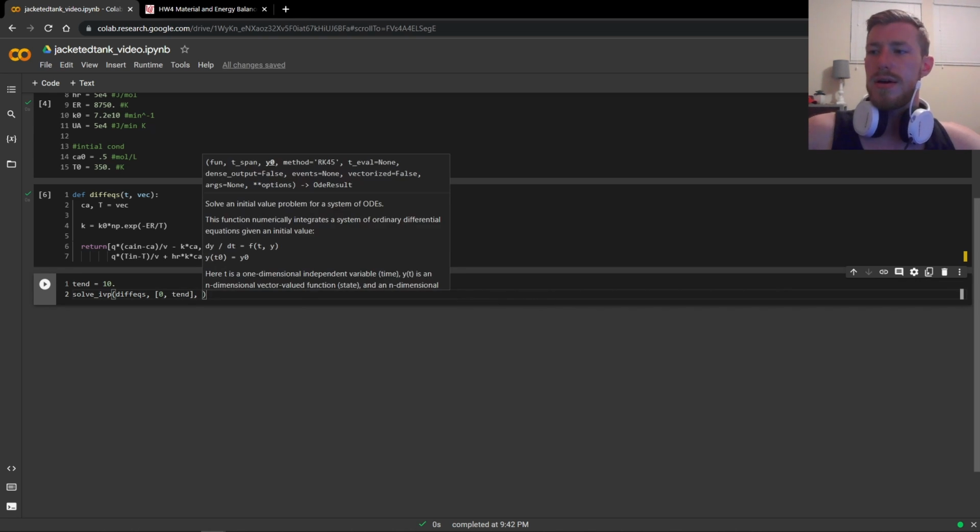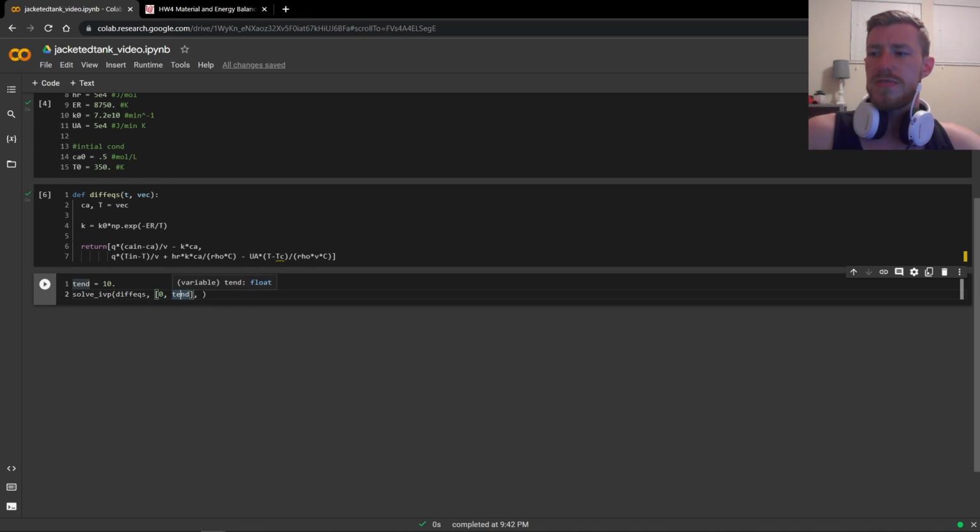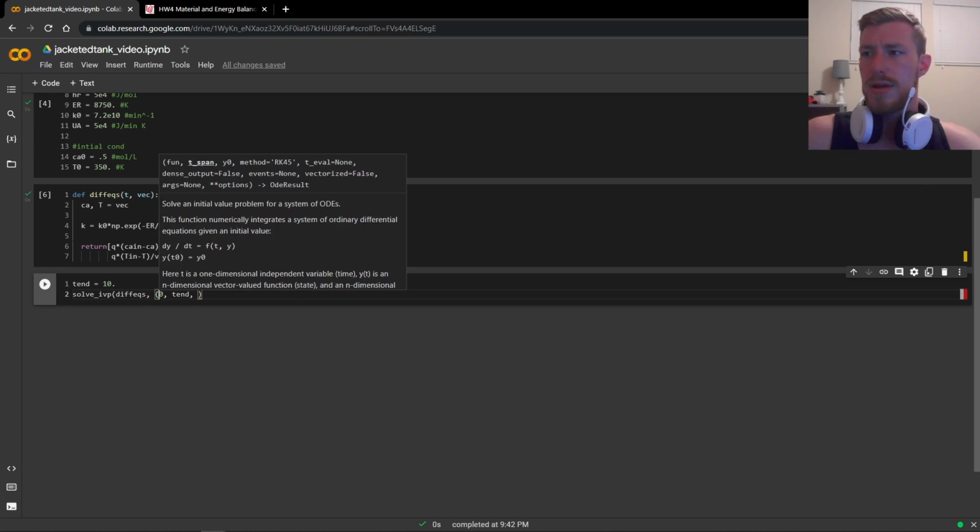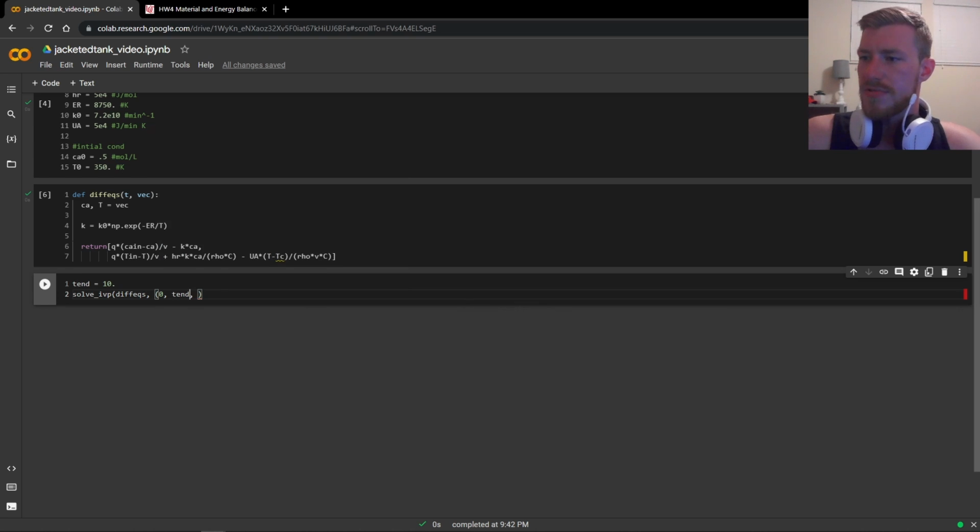Next, we're going to need, actually, let me check this. Is this supposed to be an array? I think it's not an array. T-span, from 0 to T-end, is supposed to be a non-array. It's supposed to be a start and an end point. It's a point value almost. It's not actually an array of values.